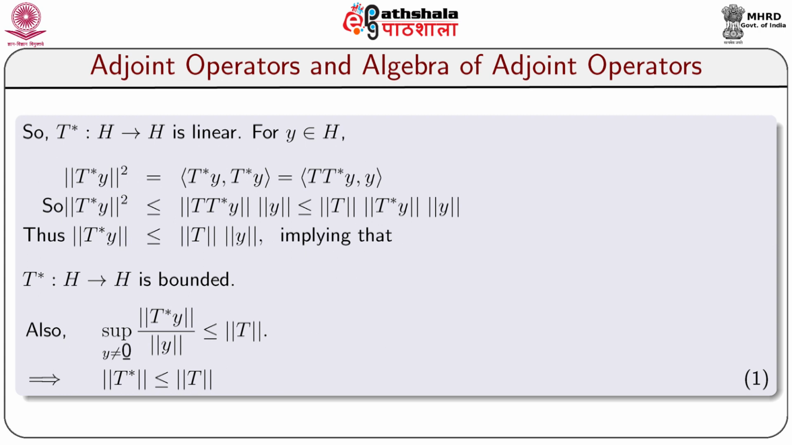Also, supremum over y not equal to the zero vector of norm T star y divided by norm y is less than or equal to norm T. This implies that norm T star is less than or equal to norm T. This is equation number 1.